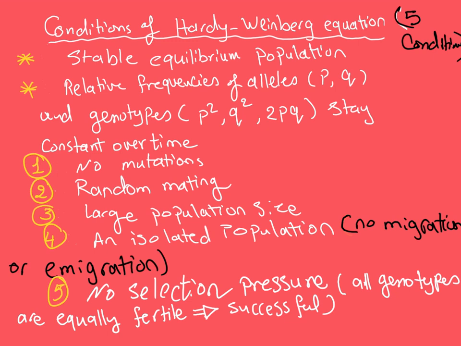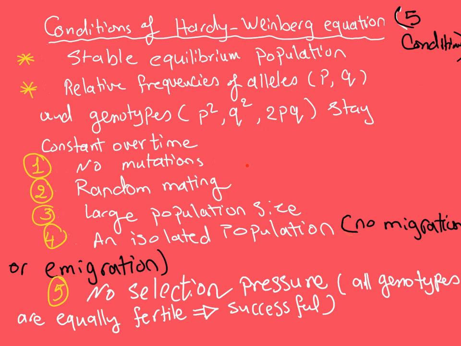The conditions of the Hardy-Weinberg equation: the population should be stable, and the relative allele frequencies p and q should remain constant over time in the population. Also, the frequencies of all genotypes, p squared, q squared and 2pq, should stay constant generation after generation. We can summarize the conditions of the Hardy-Weinberg equation in 5 important conditions.